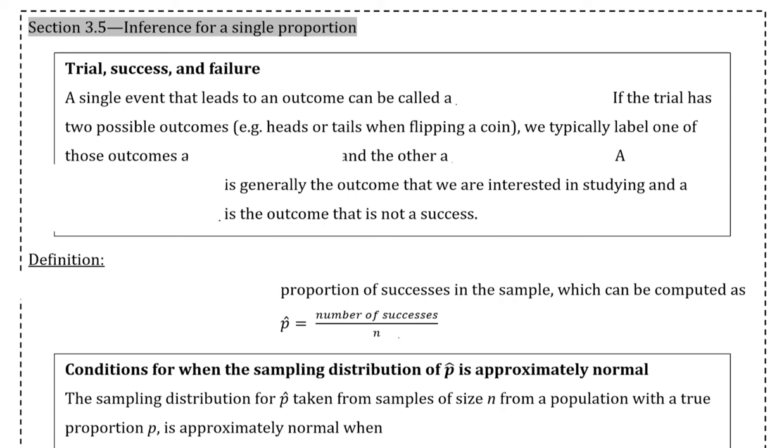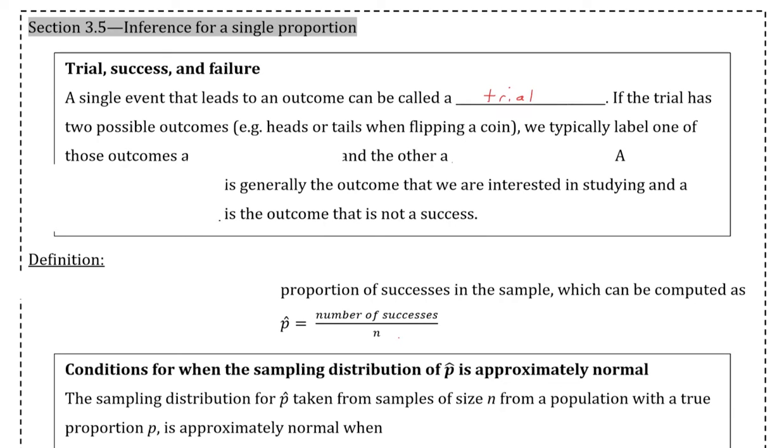This lecture will cover section 3.5 for Intro to Statistics, considering inference for a single proportion. This section will, as stated in the text, formalize how to carry out confidence intervals and hypothesis testing for a single proportion. First, when designing an experiment or observation, we say that a single event that leads to an outcome can be called a trial.